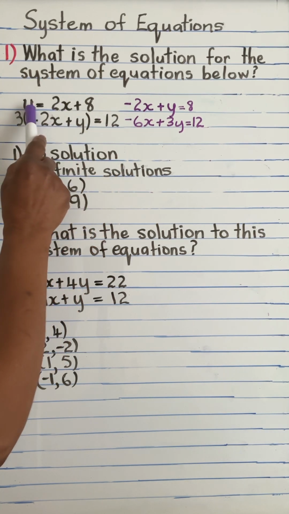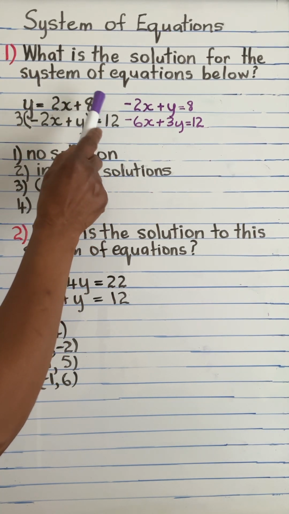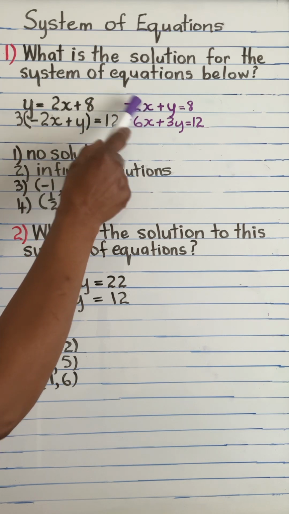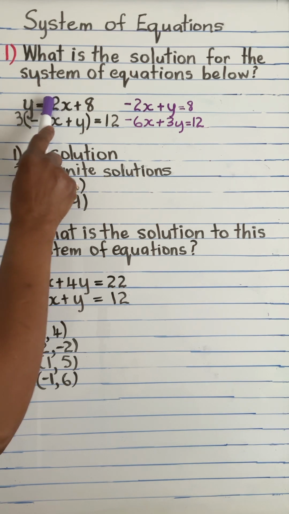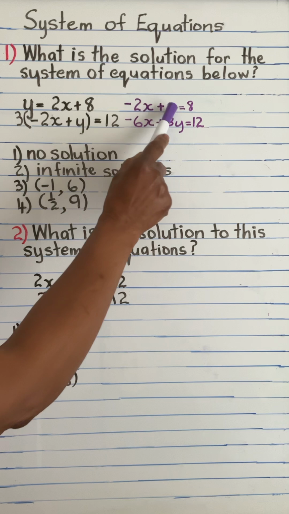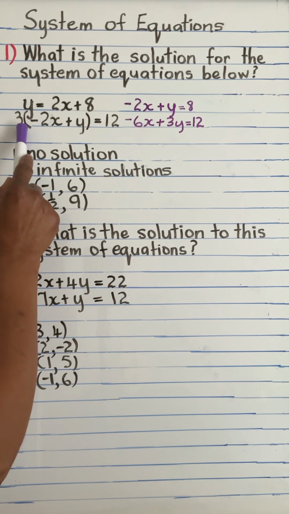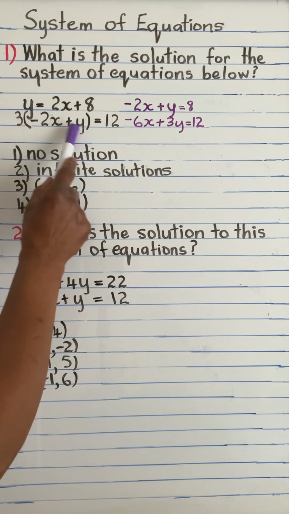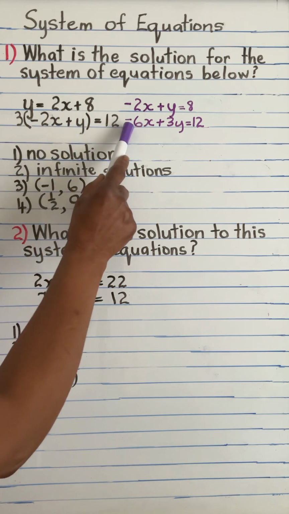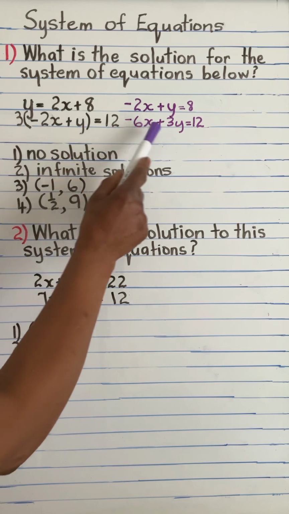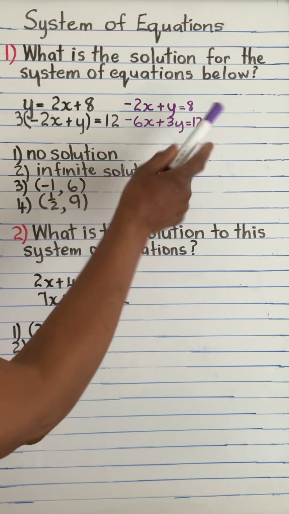So y equals 2x plus 8. We need to have the 2x on this side, so we minus 2x from both sides, and this is what we get. Next, we simplify, removing the parentheses: negative 6x plus 3y equals 12.